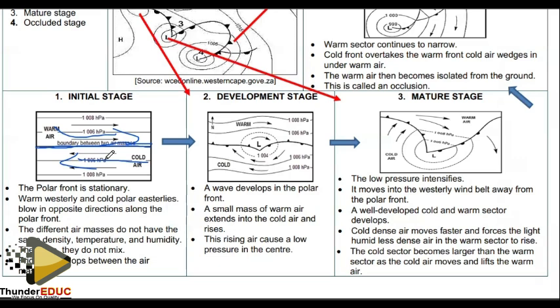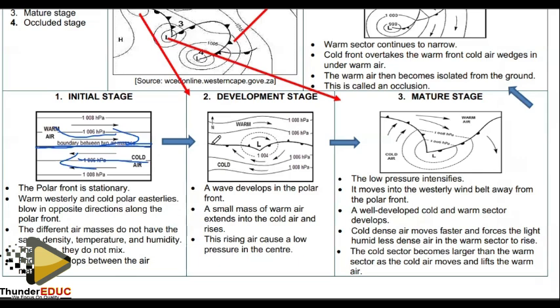Then, remember, there will be friction happening there on the boundary. The two air masses are squeezing past each other in different directions. They are ultimately going to cause a disturbance on the polar front. And the polar front is going to wave, which will lead us to stage number 2.